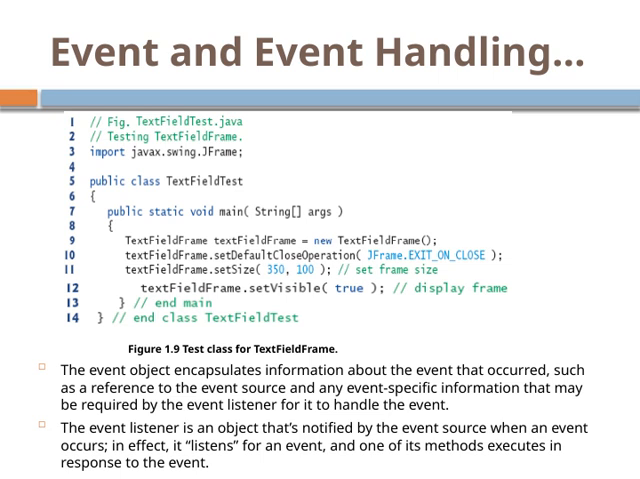Next, the event listener is the object that listens for these events. When an event occurs, the event source, meaning the component or object that generated the event, alerts the listener. It's like a notification system. The listener then reacts by executing a method designed to handle that specific event. This interaction is fundamental to how GUIs respond to user actions.